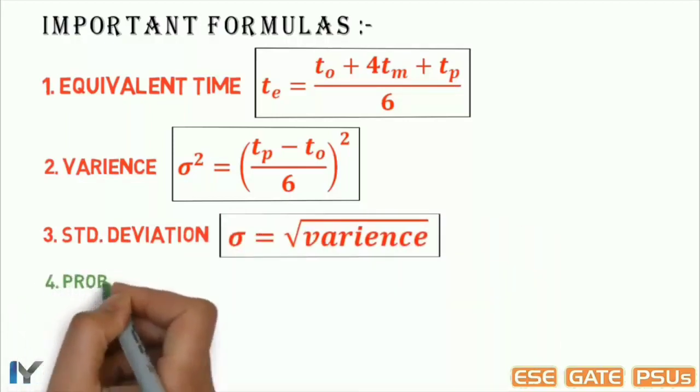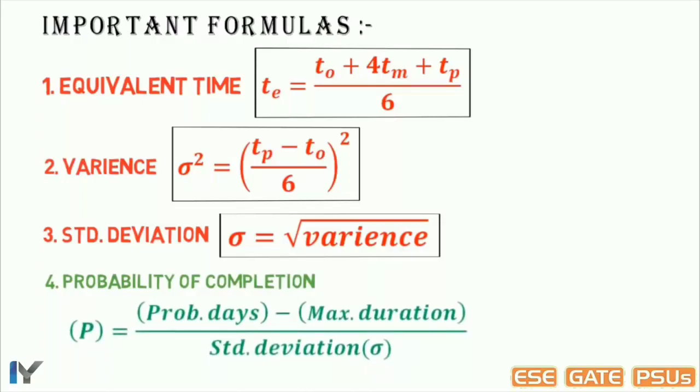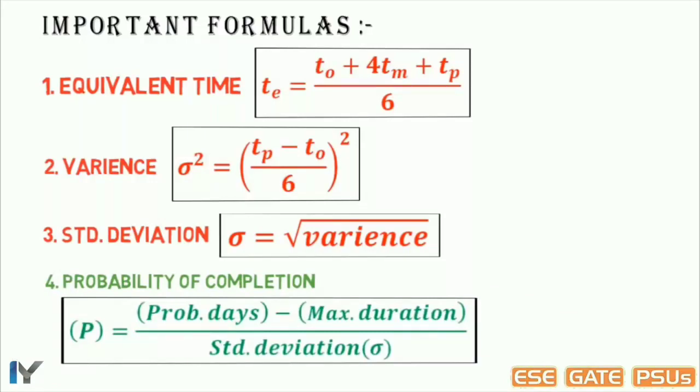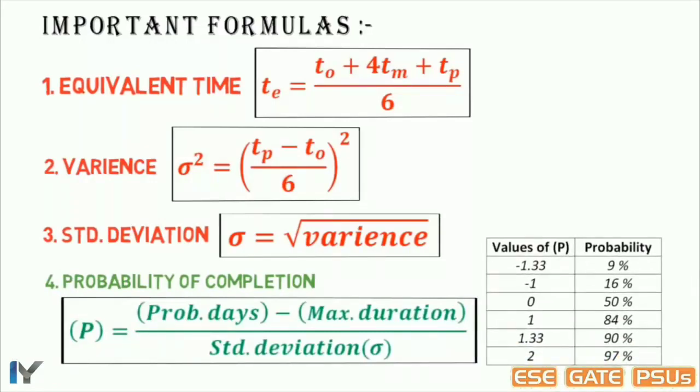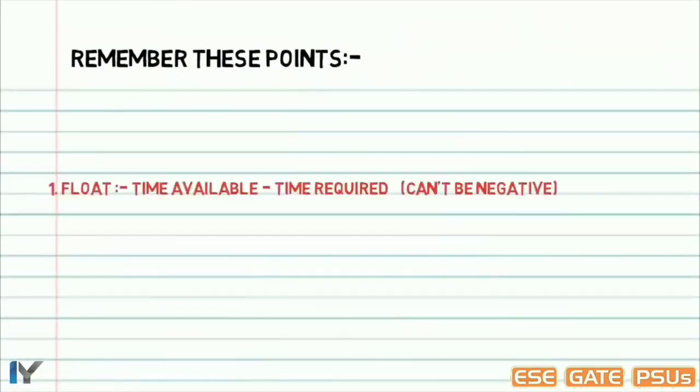And the last formula is probability of completion of project equals probable days, which will be given in the question asking what is the probability of completion of this project in 10 days or 20 days etc., minus maximum duration, which we have calculated by using CPM, upon standard deviation sigma. After getting the value of P, check the percentage of probability by using this table. In GATE exam, this table will be given with the question, but for ISRO exam, you have to learn by heart this table. Apart from this, remember some key points from this topic.